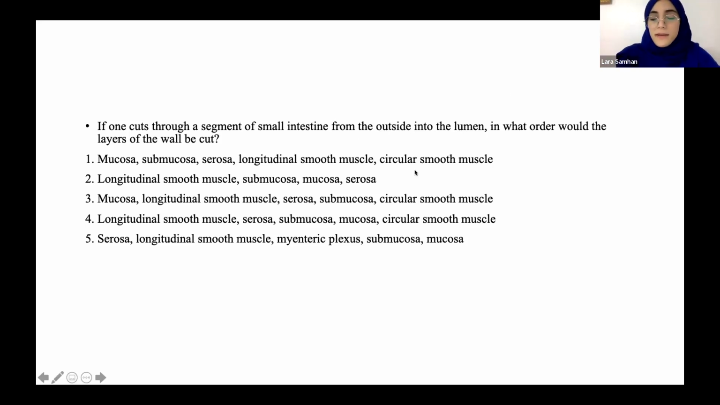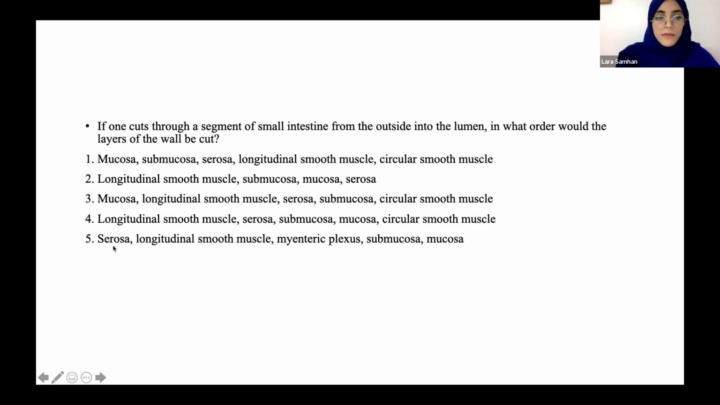And this is, by the way, not only in this block, in all blocks in general. It's quite important to know the orientation, whether it is from out to in or vice versa. So here it says from outside to inside, to the lumen, and in which order would the layers of the wall be cut. And as you guys kindly said, it's basically E or number 5, which is starting outside to inside.